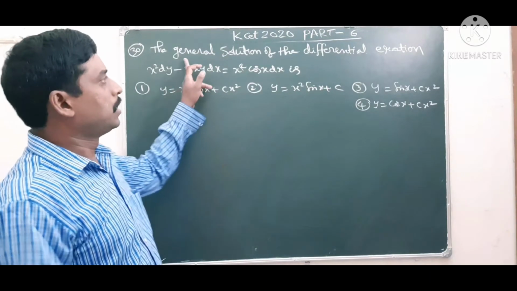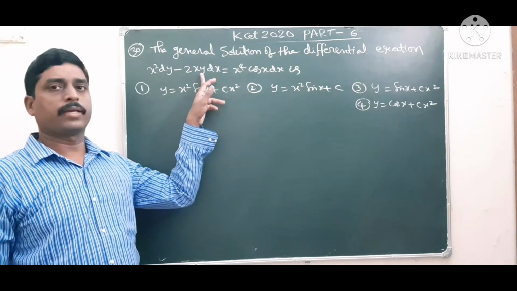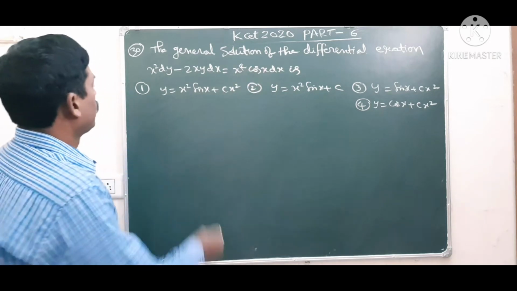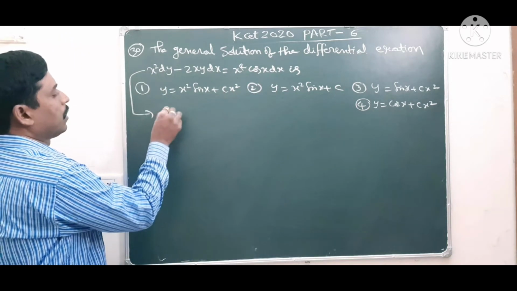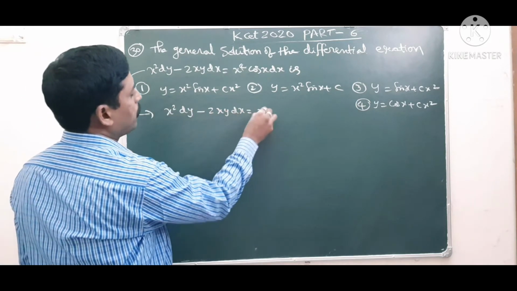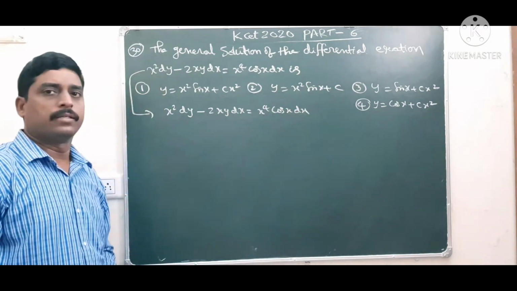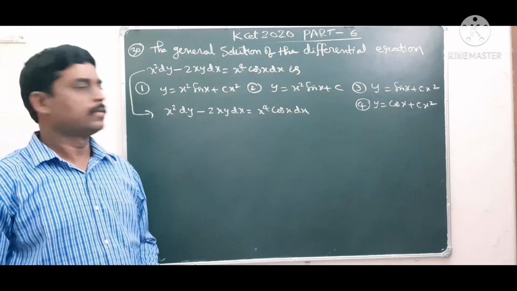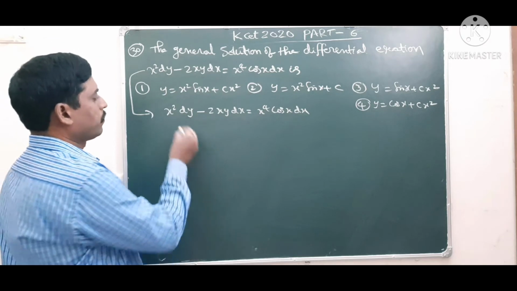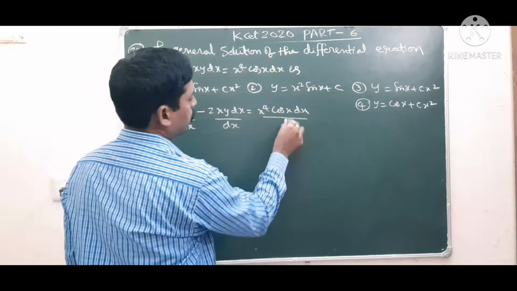Next problem. The general solution of the differential equation x square dy minus 2x y dx is equal to x to the power 4 cos x dx. What is given? This is a first order and first degree linear differential equation. So first divide by dx on both sides.